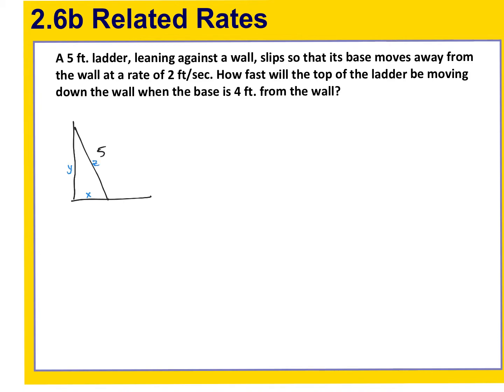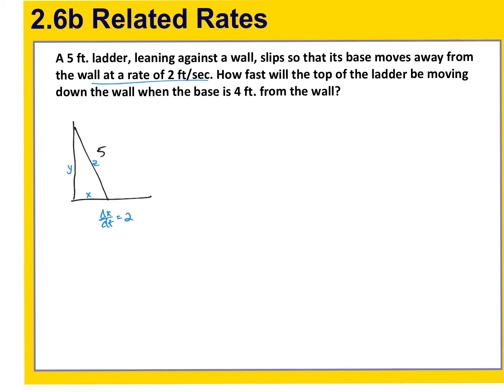So what does this mean when it slips away from the wall at 2 feet per second? What did that give me? dx dt is equal to what? 2. Why is it 2 and not negative 2? It's moving away from the wall. My X is getting bigger. Okay? All right, let's keep going.